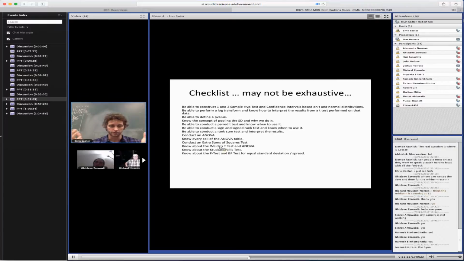Cool. So know about the F-test and the BF test for equal standard deviations. The F-test was the test for equal variance or equal standard deviation. Remember that its assumption was that the 2 groups you're testing are both normal. It is not robust, under any sample sizes, to violations of that assumption. The Brown-Forsythe test uses the median instead of the mean to look at spread.